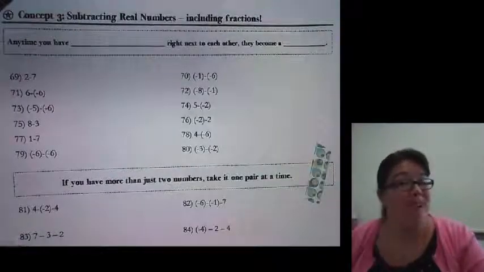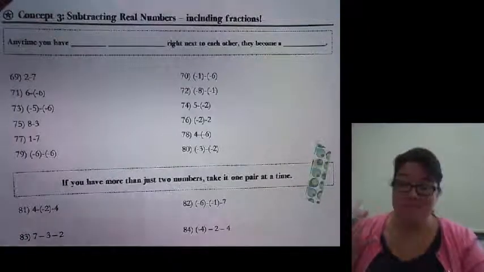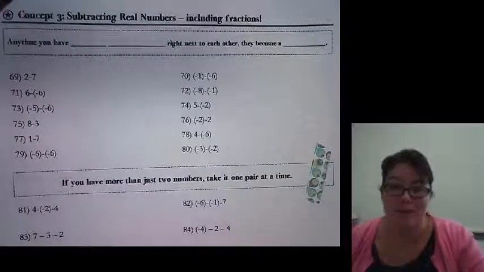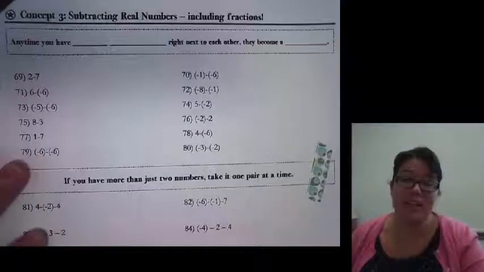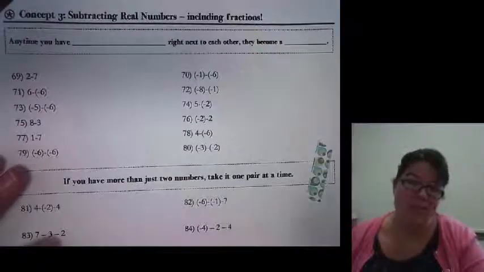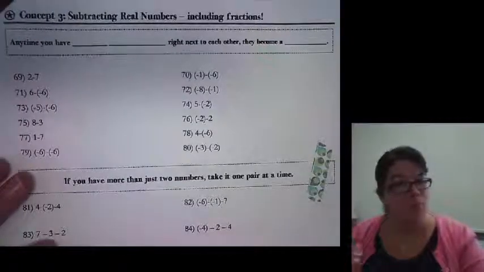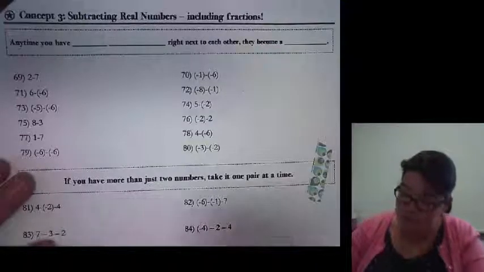Welcome to Chapter 1, Concept 3. Today we're going to be talking about subtracting real numbers. Yesterday we did adding, today we're going to do subtracting. And subtracting, really, you're going to follow the same rules as we did yesterday with adding, except there's one little difference that you have to be careful of.